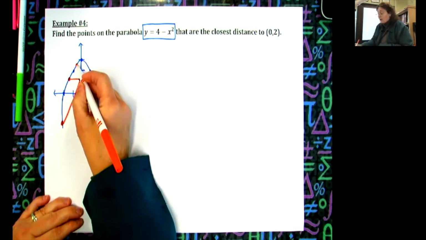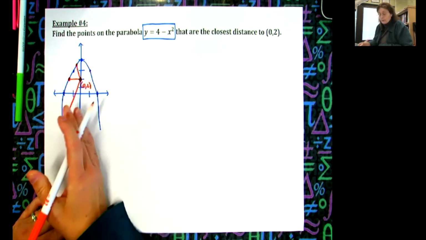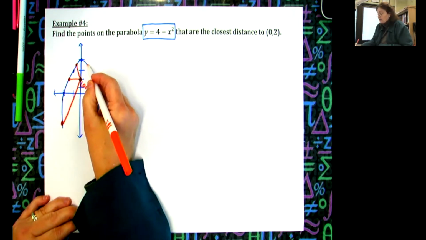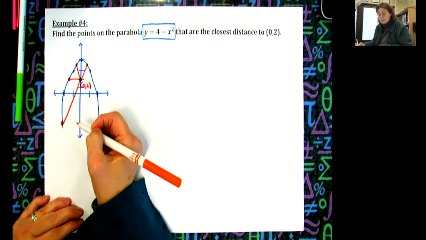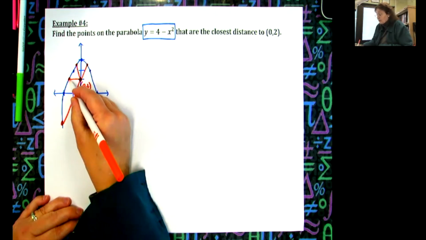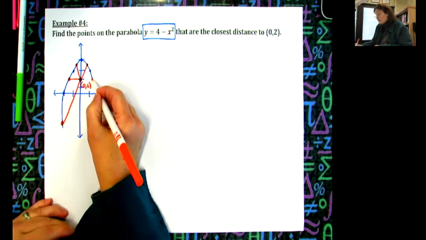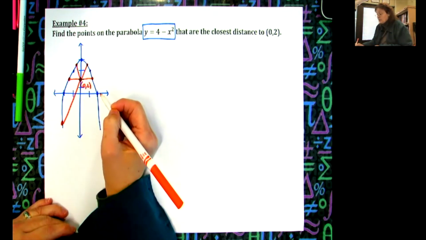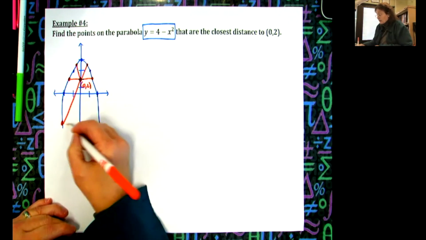Now, since this is symmetrical around the y-axis, if I pick this point, isn't there going to be another point over here that's going to be the exact same distance? Same thing. If I pick this point, the point that's reflected on the other side is going to be the exact same distance. So I'm just randomly looking at points here.